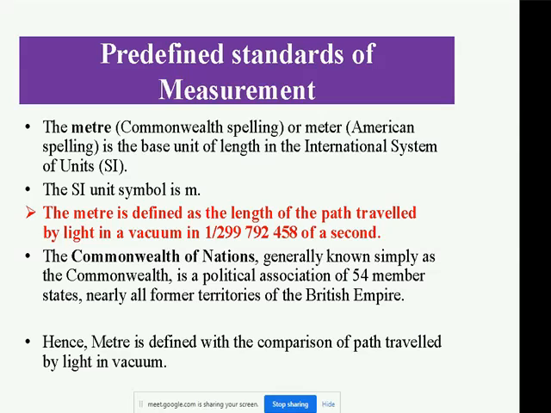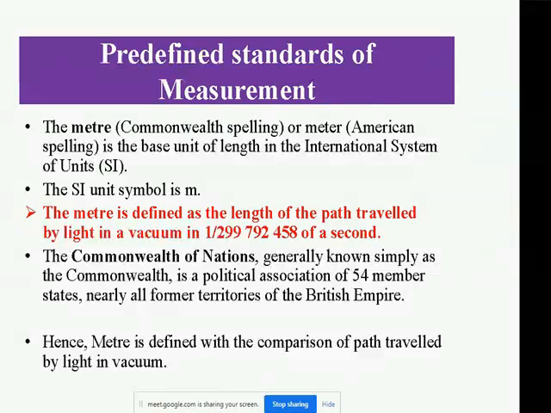So if we talk about the standard units, meter, time, then what is the meter? How do we define 1 meter, or 1 liter? Meter, M-E-T-R-E, is a Commonwealth spelling, or M-E-T-E-R is the American spelling. Don't get confused, because one is Commonwealth, for the British Empire, and another is American. We use the international standard for our measurement, and the meter is the base unit of length in the international system of units, the SI system.